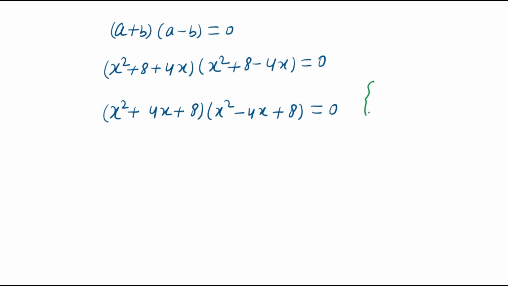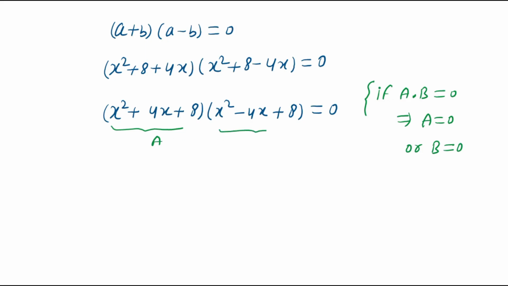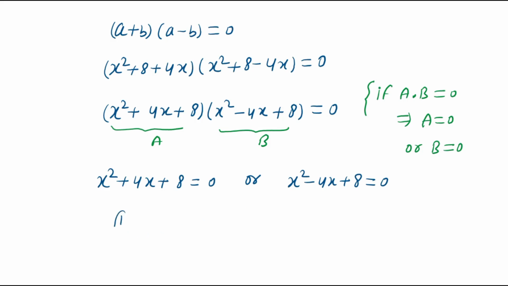Here we will apply this rule: if a times b is equal to 0, this implies the value of a is equal to 0 or the value of b is equal to 0. Now suppose this expression is a and this expression is b. Then if we apply this rule, you can say x square plus 4x plus 8 is equal to 0 or x square minus 4x plus 8 is equal to 0. This is case first and this is case second.